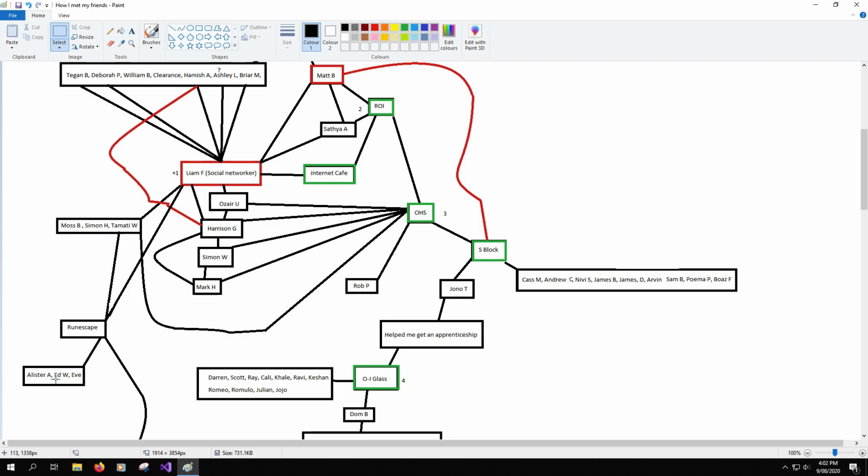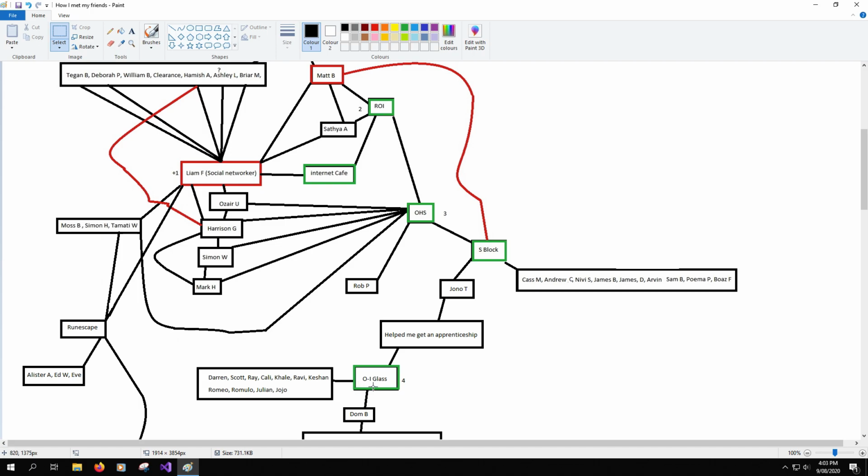I met Alistair and Ed in semi-real life. We sort of met, sort of not, but we kind of know each other in real life. Eve, she's just an online friend, I think. I think she's a London school teacher. That's what she told me before she quit the game. Sorry, I'm just jumping all over the place. As you can see, this friendship map or network is going to get way more complicated.